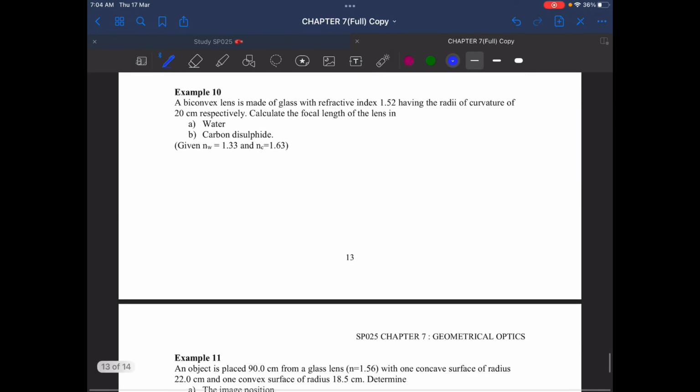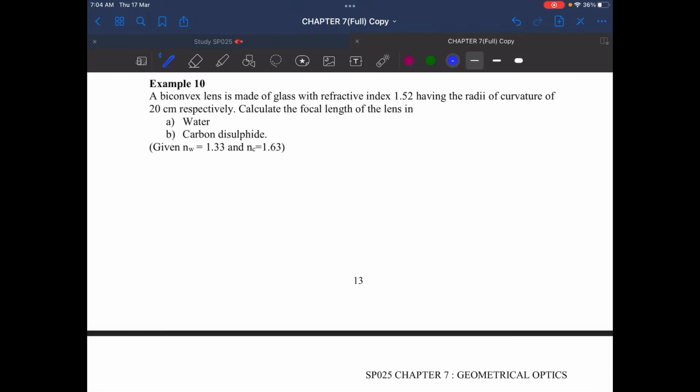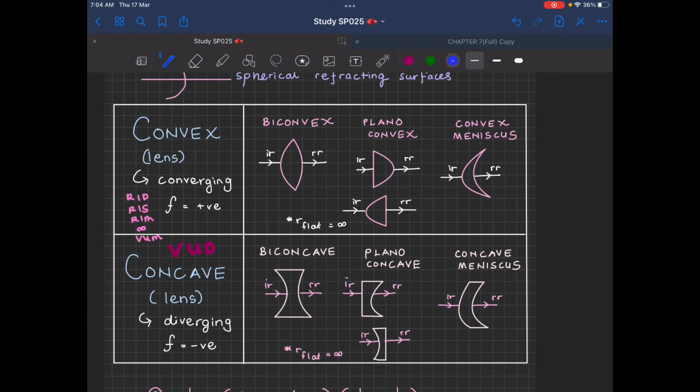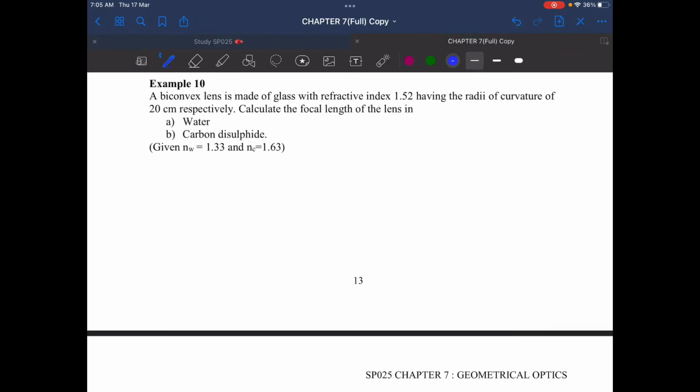Example 10. Okay, so let's try to do this question. So we have a biconvex lens. Biconvex lens, bentuk dia macam mana? Biconvex lens, bentuk dia convex kan, gemuk kan? So itulah, sorry lah. Cara Miss ingat, dia macam besar sikit daripada concave. Okay. So I'm just going to draw this biconvex.